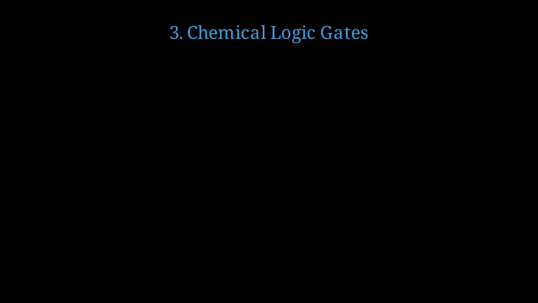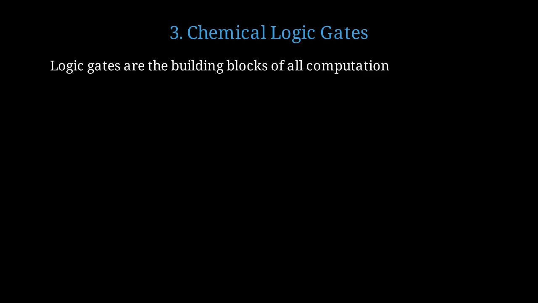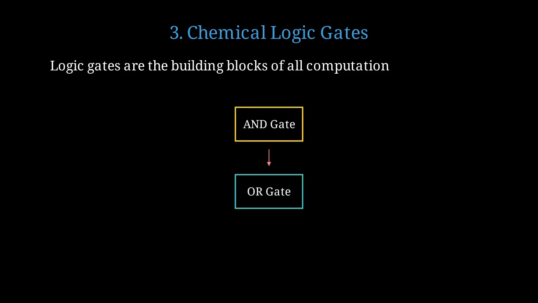How do we build logic gates using chemistry? Logic gates are fundamental building blocks of computation, performing simple operations like AND, OR, and NOT on input signals. In electronic circuits, these gates control electron flow, but in chemical systems, we use reactions.